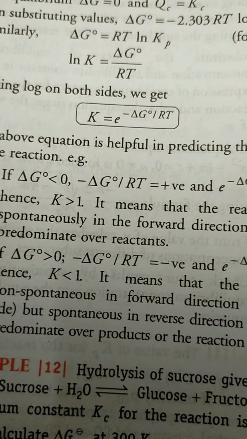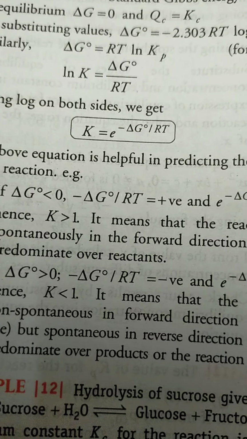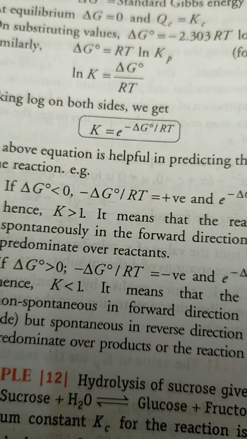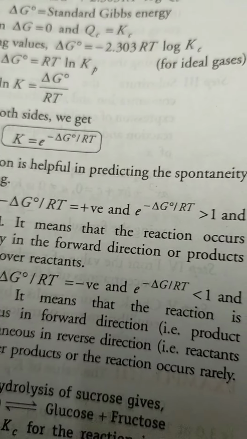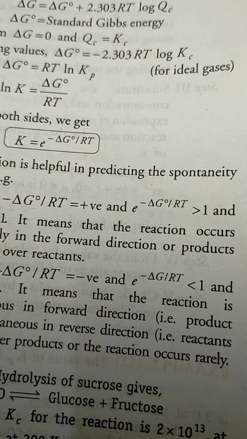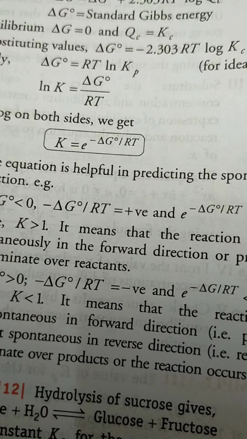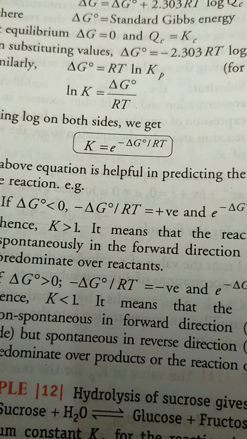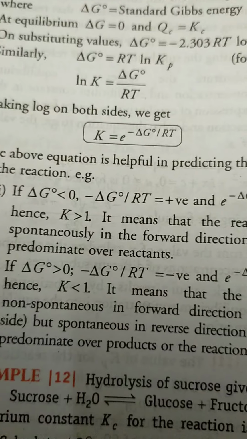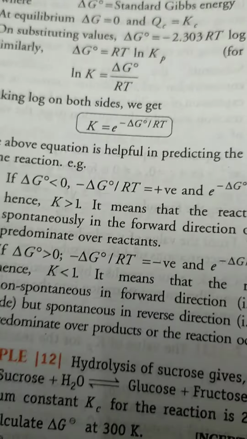Forward reaction takes place. If delta G naught is greater than 0, minus delta G naught by RT is negative and K is less than 1. It means the reaction is non-spontaneous in the forward direction and spontaneous in the reverse direction. That is, reactants predominate over the products and the reaction occurs rarely.